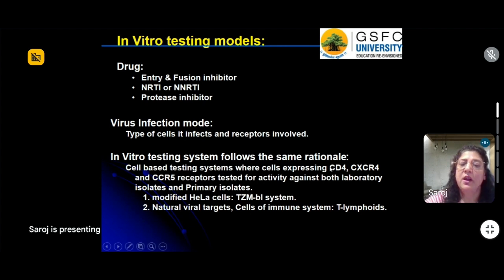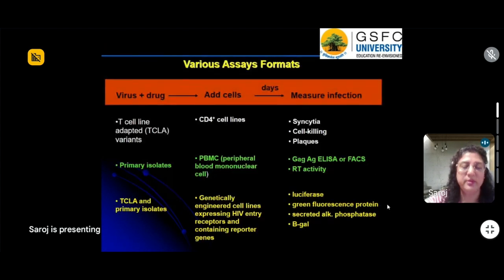As I already said, CD4 cells which are expressing either CXCR4 receptor or CCR5 receptors, which are the chemokine receptors which your body is generally using to fight off infections. Those are the cell testing systems you will use. What kind of in vitro cell lines you can use? You can use the modified HeLa cells, for example, the TZMBL system, and you can also have the natural viral target. For example, you also have a T lymphoid cell line, which is the MT2 cell line. So these are the systems which can be used.